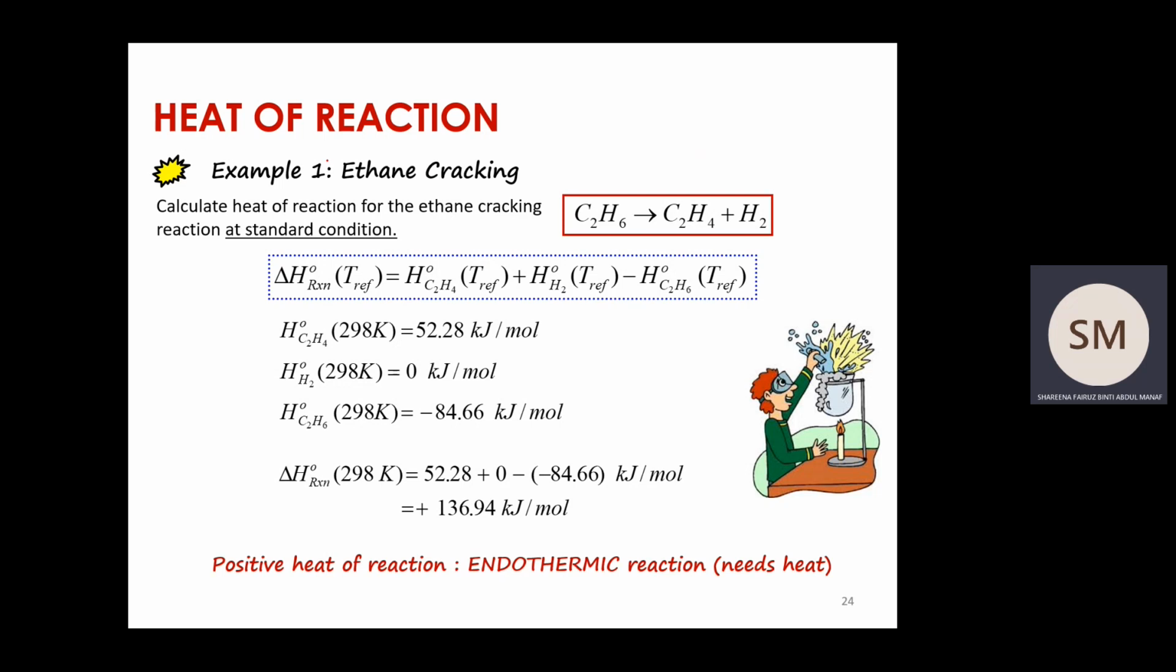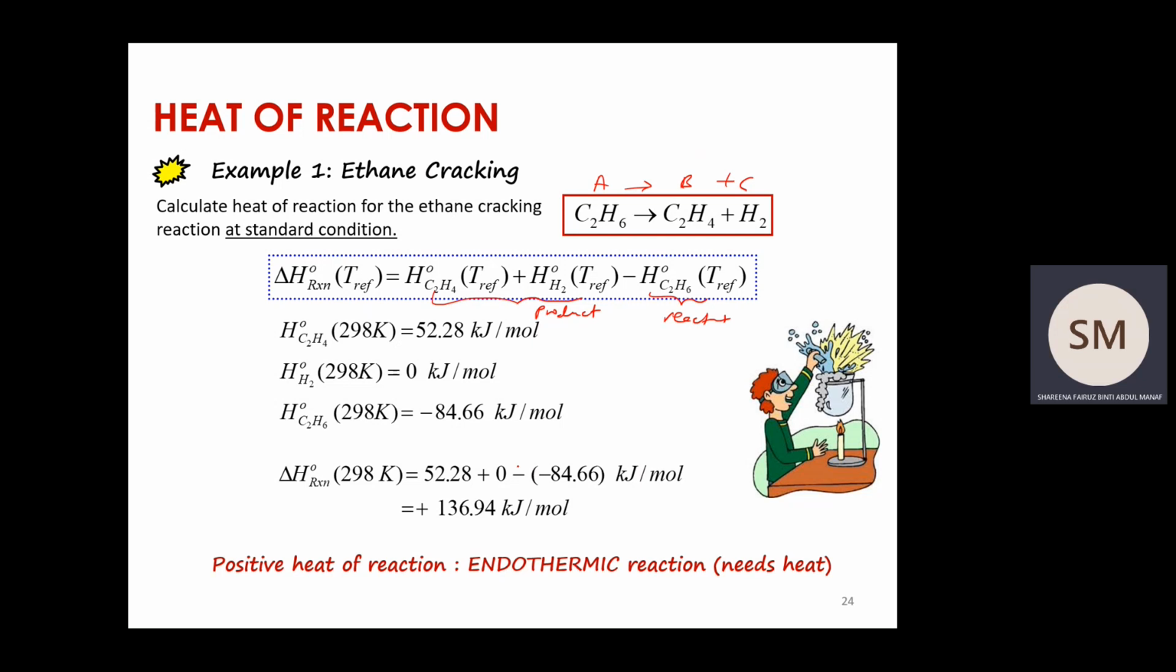Let's say the example is for ethane cracking. So this is A to B plus C. So how do you get the heat of the reaction at T reference? This would be the C2H4, which is 5.28. This would be the product enthalpy minus the reactant.